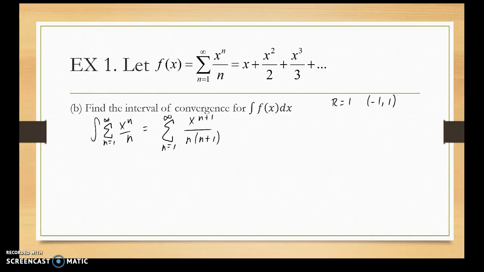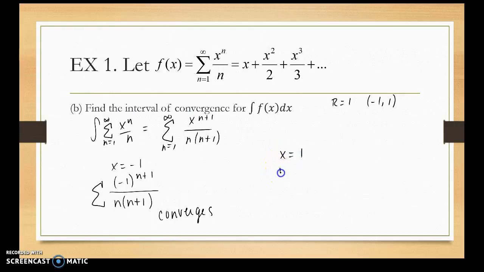So now, when I test my endpoints, because we already know the radius is 1, I'll have (-1) to the n plus 1. When I look at this, this is an alternating series, and this will converge at -1. The limit is 0 and the terms are decreasing.